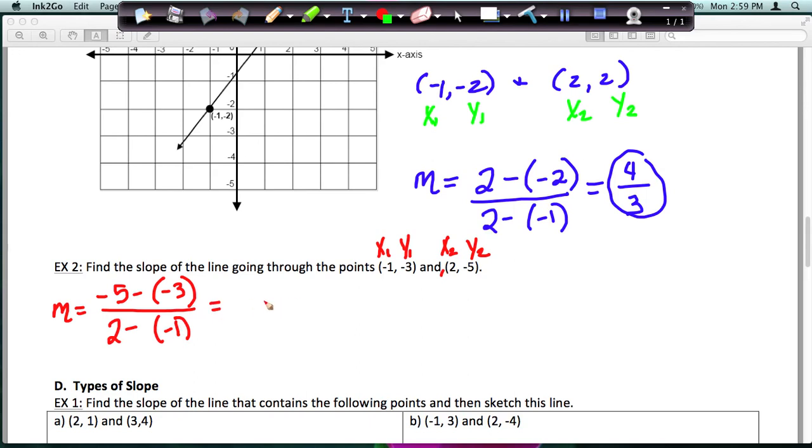And now just be careful with your signs. -5 plus 3, because it's a double negative here, is -2. And 2 minus a -1 is 2 plus 1, which is 3. So our slope is -2/3. That's a rise of -2 means you're actually going down 2 and over 3. So this is a negative slope, -2/3.